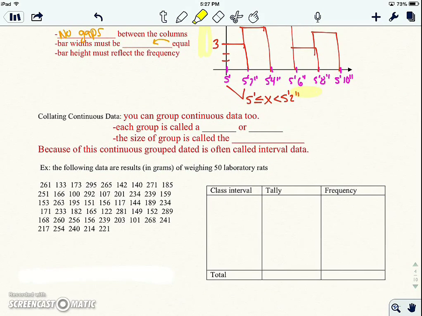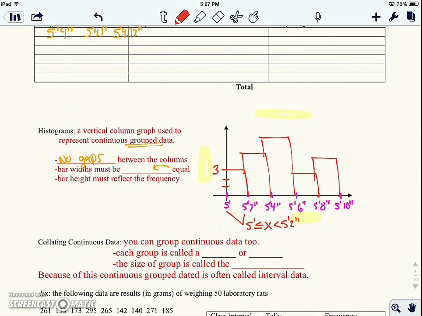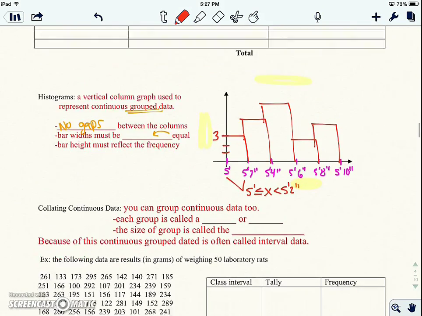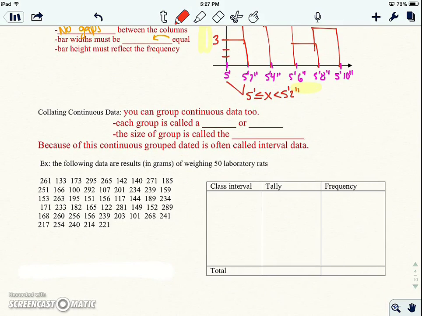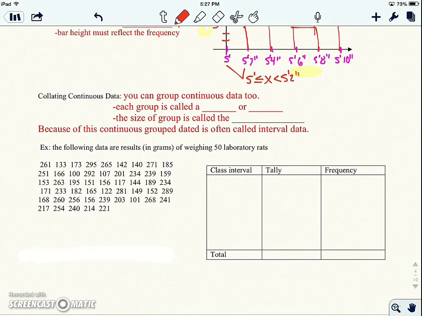All right. Collating continuous data. You can group continuous data too. So that's pretty much what we did here. And the reason I did that is we could have just done one for 5 feet, 5'1", 5'2", but it almost makes sense to always collate continuous data because there's not just people that are just 5 foot, just 5'1". So my example pretty much did that for you here. But the book talks about it separately. So you can group continuous data too.